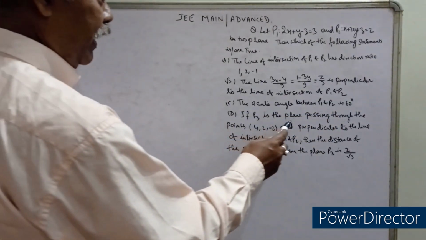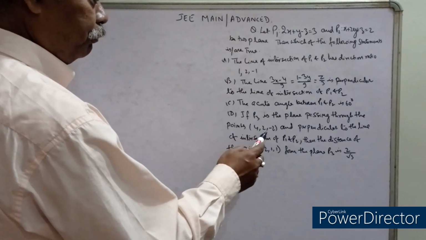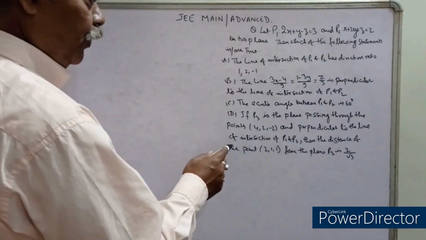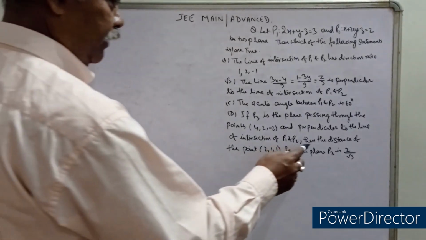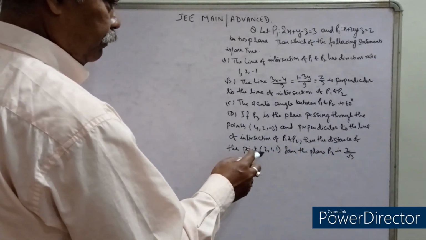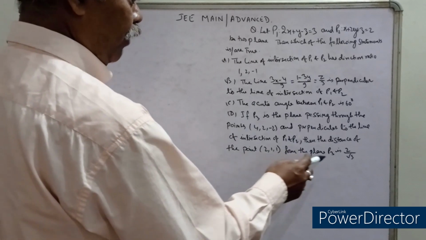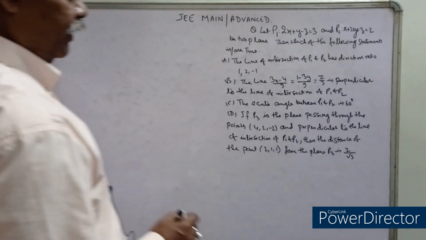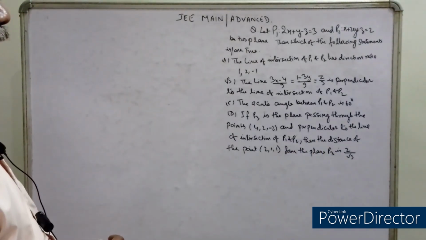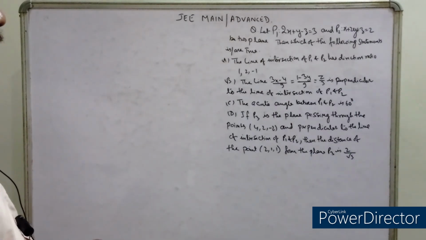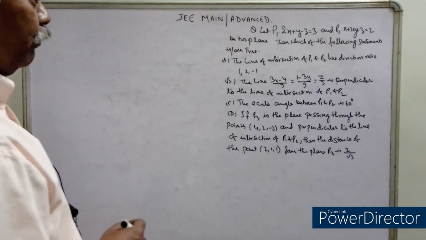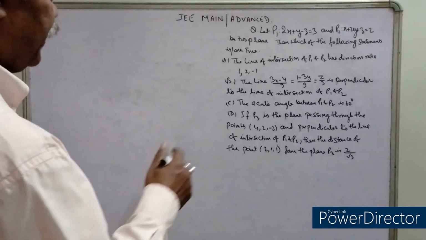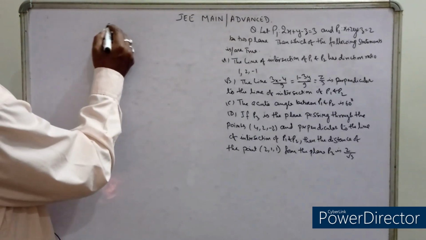If P3 is a plane passing through the point this and perpendicular to the line of intersection of P1 and P2, then the distance of the point this from the plane P3 is 2 by 3. So now, the most important fact is that this is an interesting question.